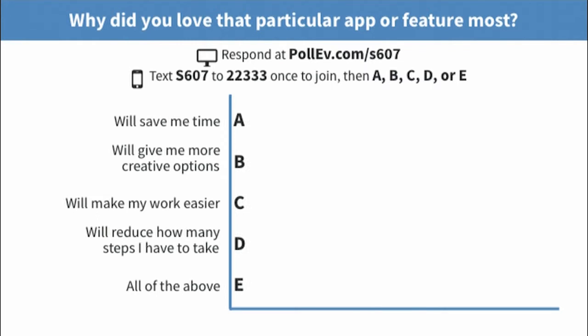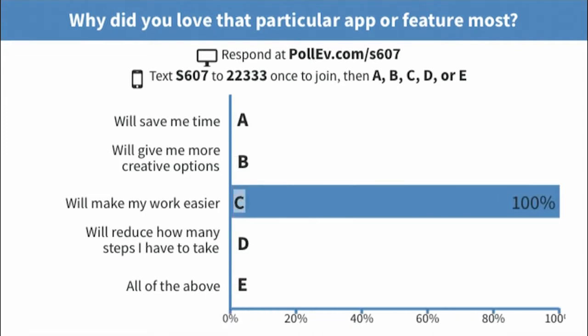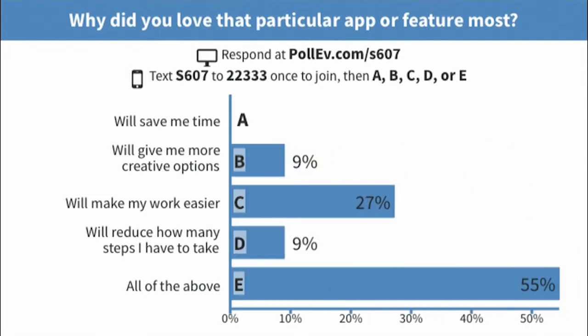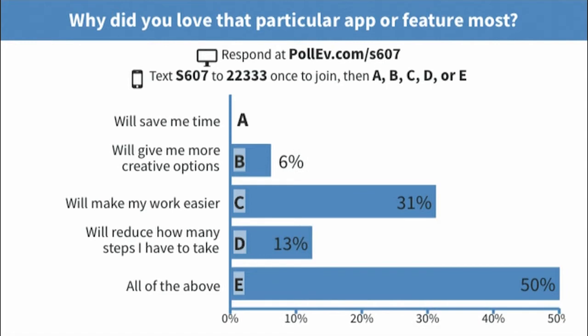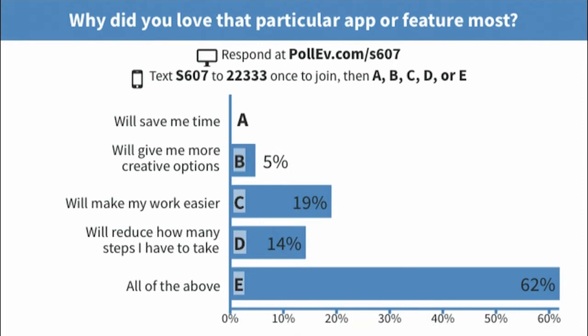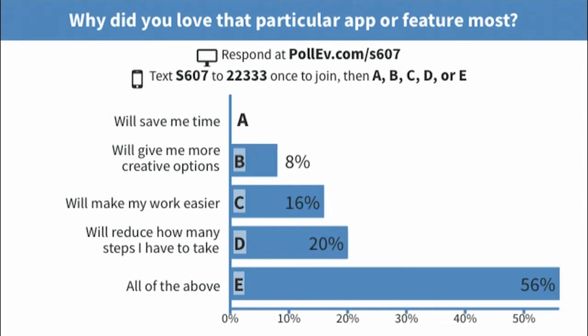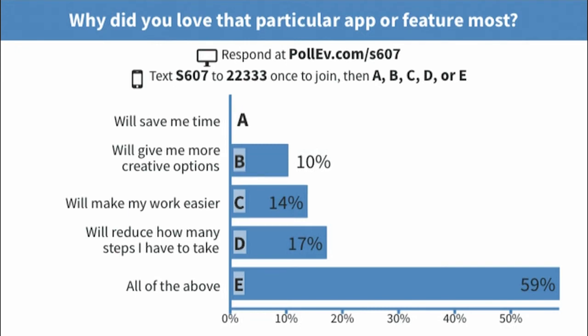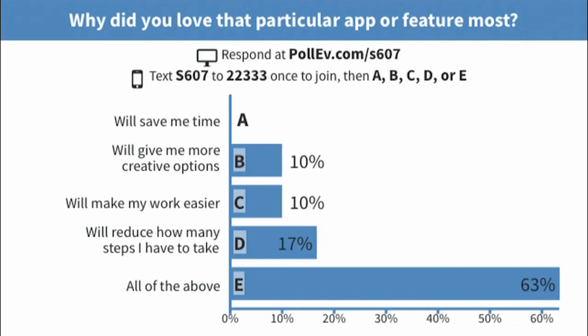Now, your phone will have shifted to the next question. Why did you love those features, those apps, so much? Is it going to save you time? Is it going to give you more creativity? Is it going to make your work easier, reduce how many steps, or all of the above? Depending on what you do, your answer might be a little bit different, but most everybody is agreeing on all of the above. 62% say all of the above: time, creativity, efficiency, reducing steps.